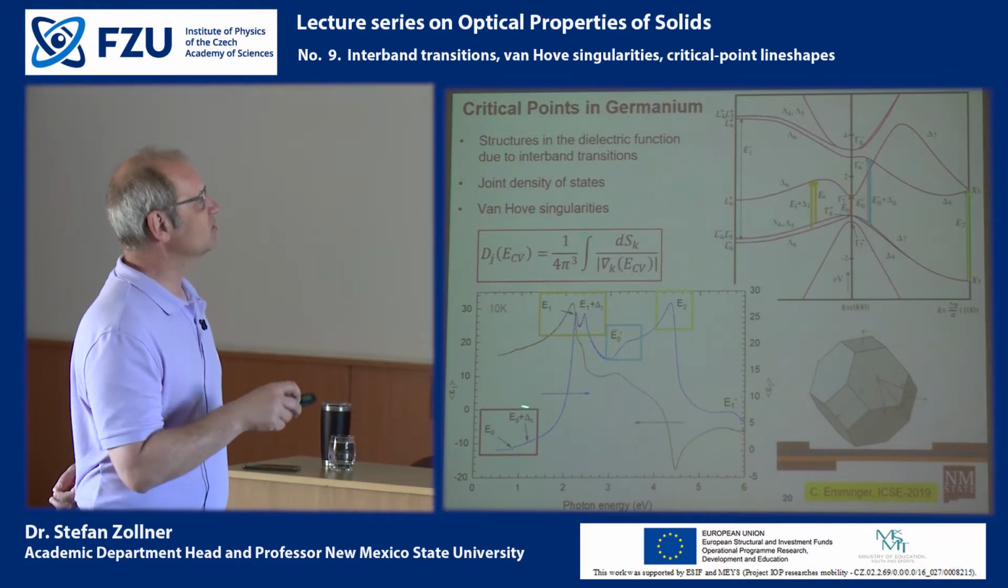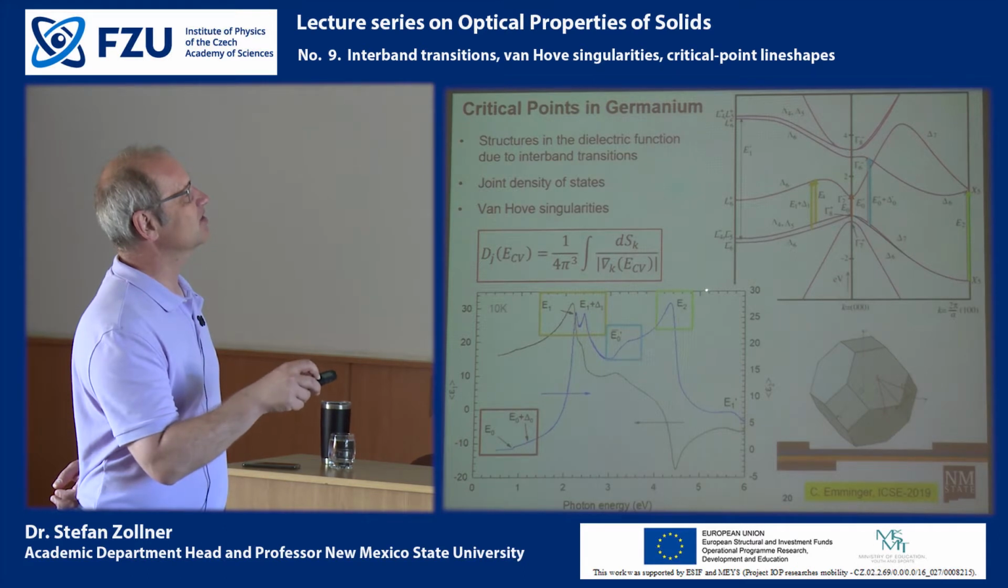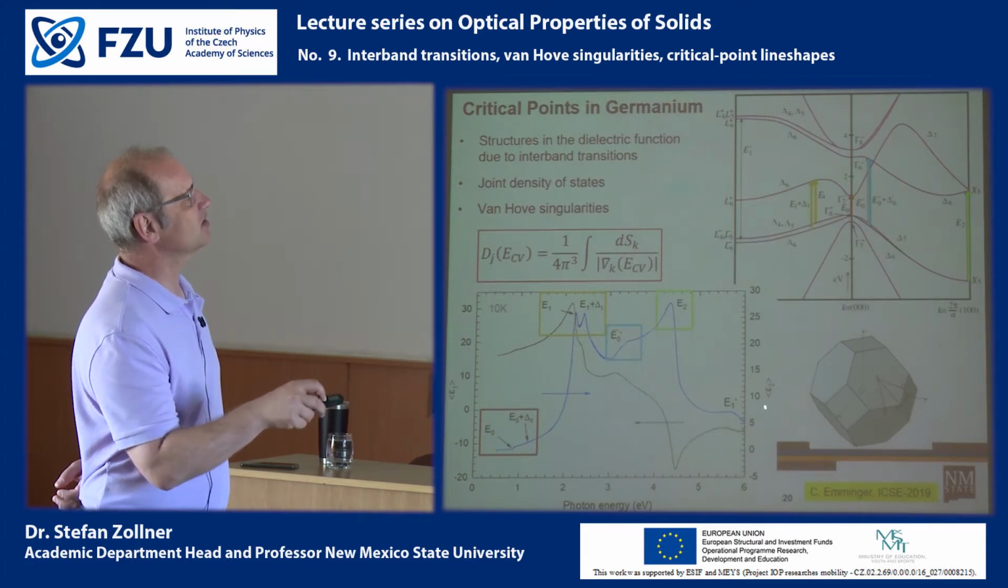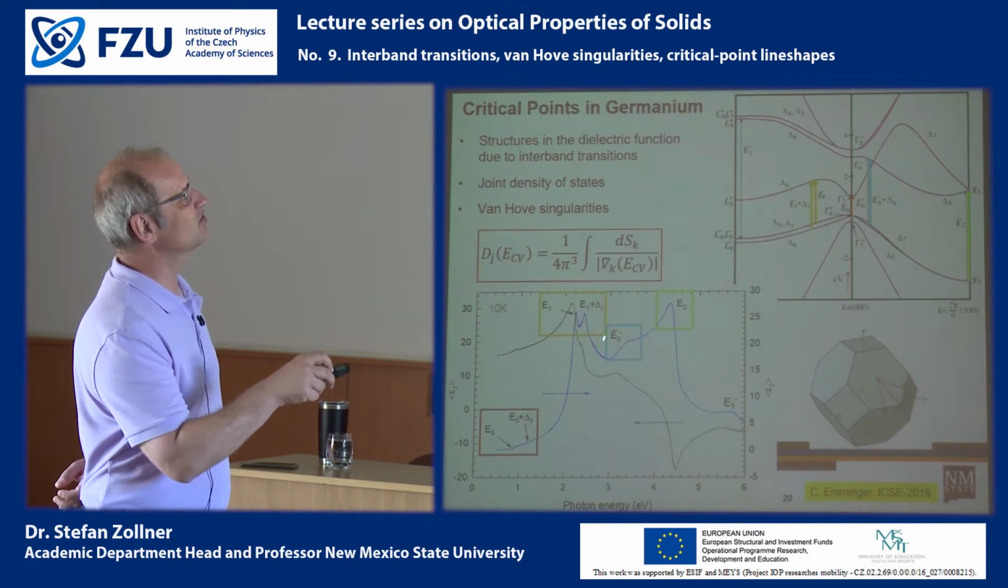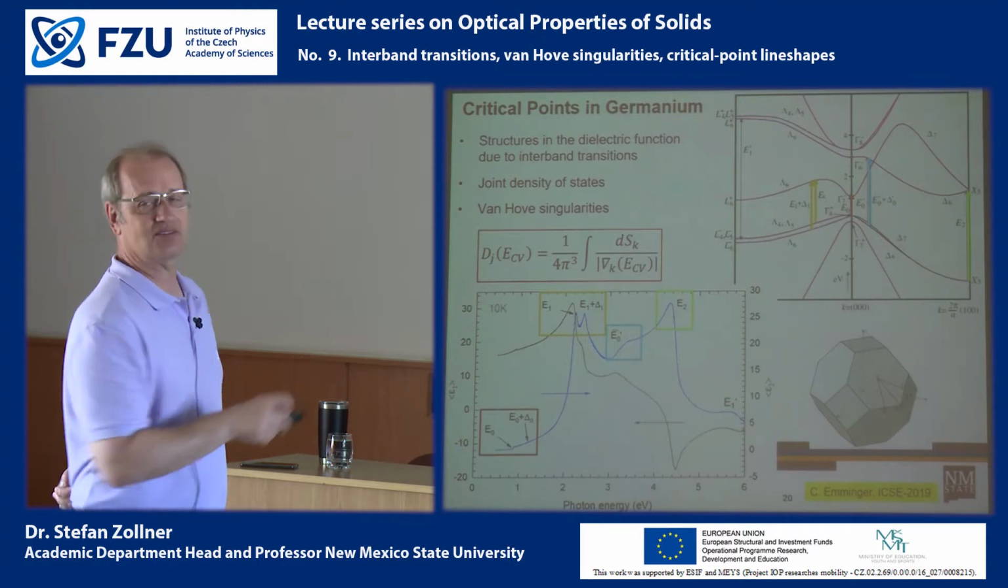So this one here is three-dimensional, this is two-dimensional, this is usually two-dimensional, this is two-dimensional. E0 prime, I'm not sure. That might be another three-dimensional one.